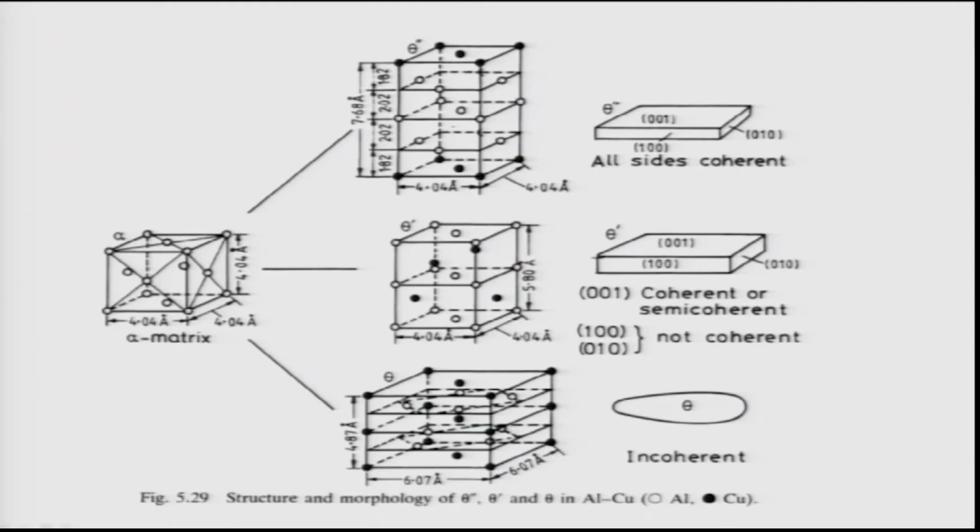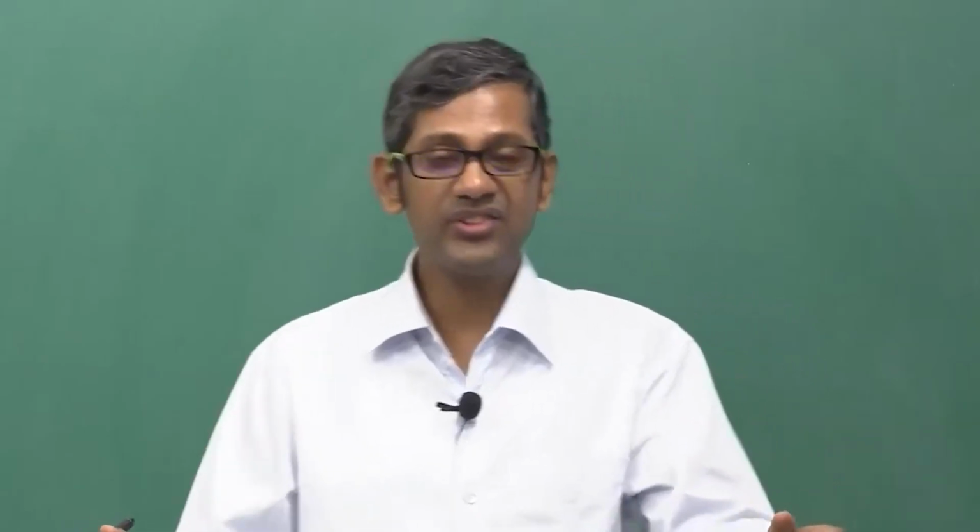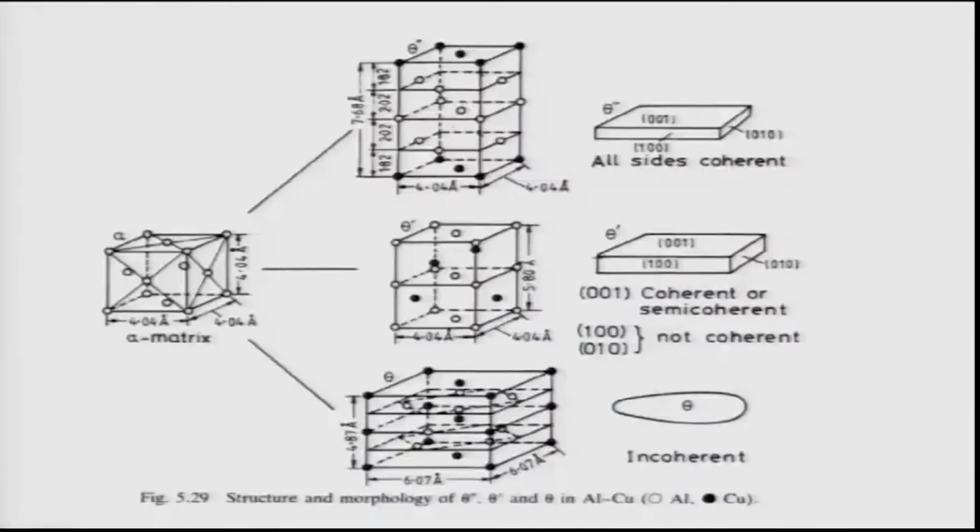And these layers of copper actually lead to distortion of this lattice, or rather an increase of the C axis of the lattice, and give you a theta double prime tetragonal lattice. But very interestingly, although this forms a kind of structure, all the interfaces, whether it is 001, 100 or 010, that means all the faces of this tetragonal unit cell, remain coherent with the aluminum lattice.